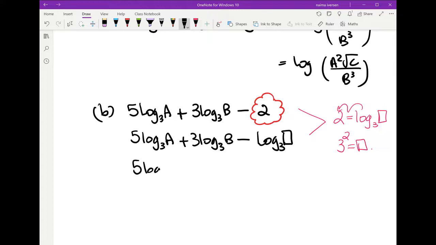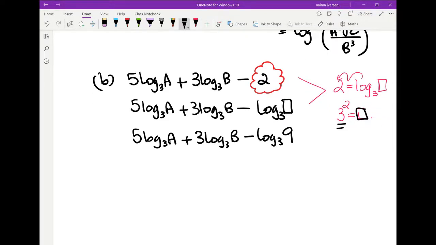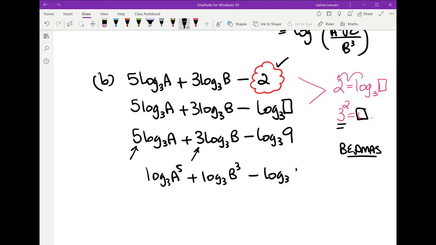So 5 log base 3 of a, and then 3 log base 3 of b, minus log base 3 of the little square that we've got here, which turns out to be 3 squared, which is 9. Now double check. Log base 3 of 9 has to be something you can evaluate. Log base 3 of 3 squared is 2. Oh, it works out just fine. Now we start dealing with our BEDMAS stuff. Maybe you've done that already. My exponents need to be dealt with. So I've got log base 3 of a to the 5th, and then log base 3 of b cubed minus log base 3 of 9.